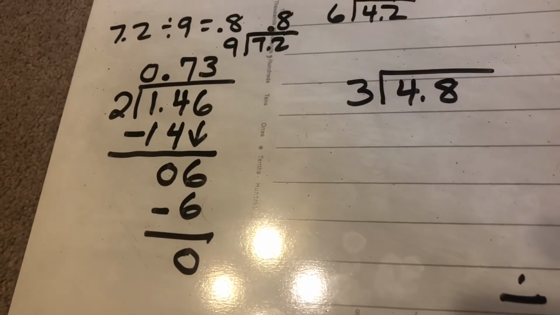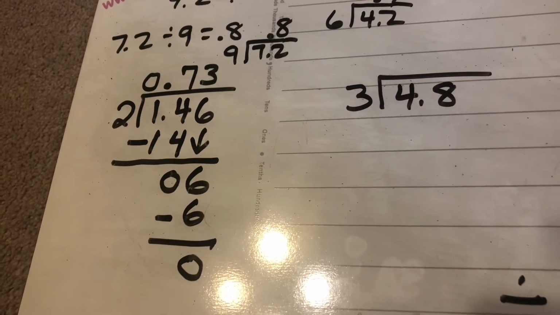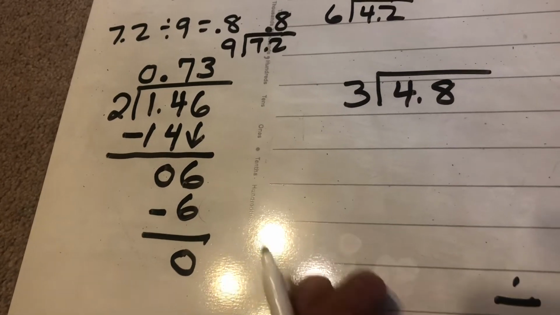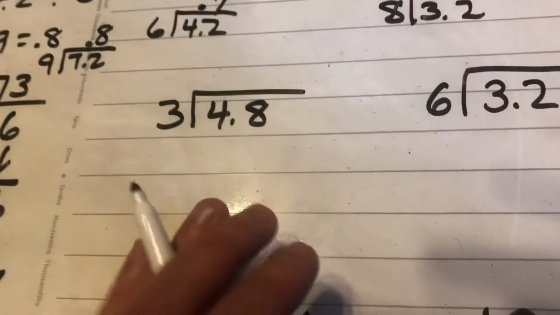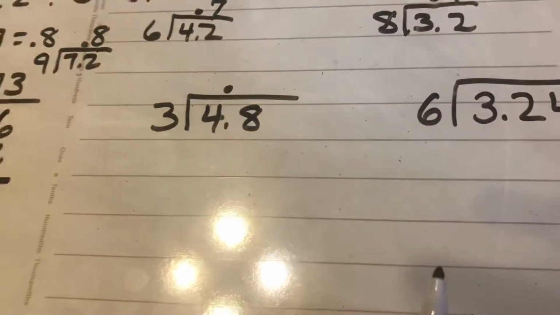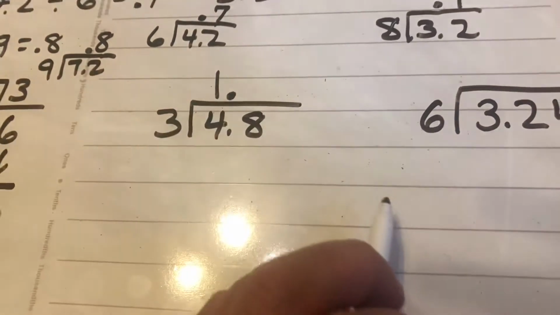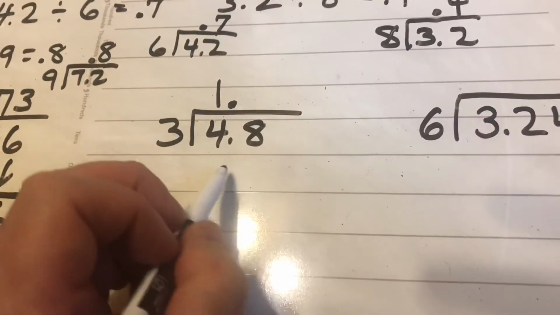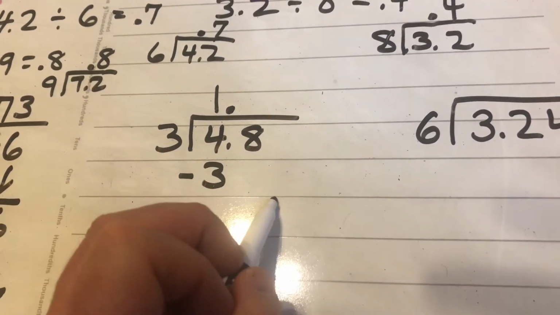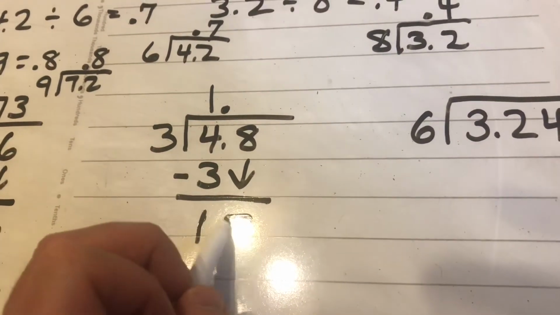And you're not really going to have any remainders today. The time will come when you do get some remainders with decimals, and we'll talk about how we handle that, but you're not going to have that situation today. 4 and 8/10 divided by 3. Well, I'm going to bring the decimal straight up. I'm going to think, well, 3 can go into 4 one time. 1 times 3 is 3. 4 minus 3 is 1. I'm going to bring down the 8.